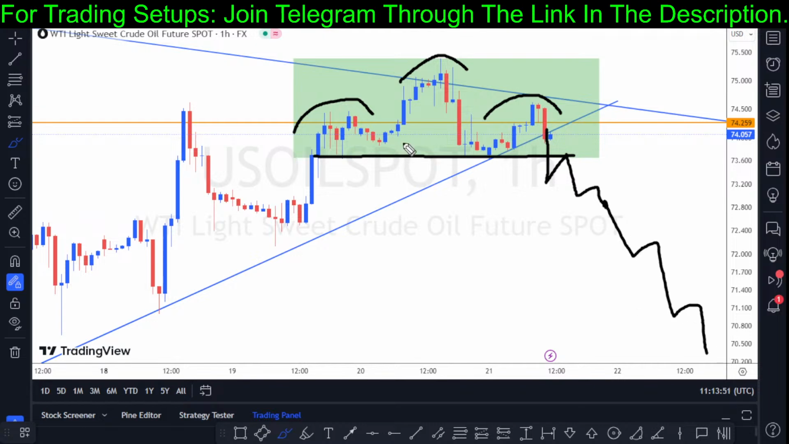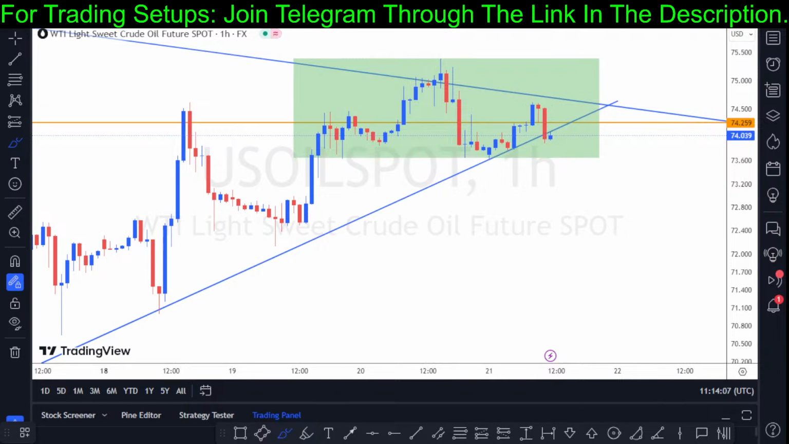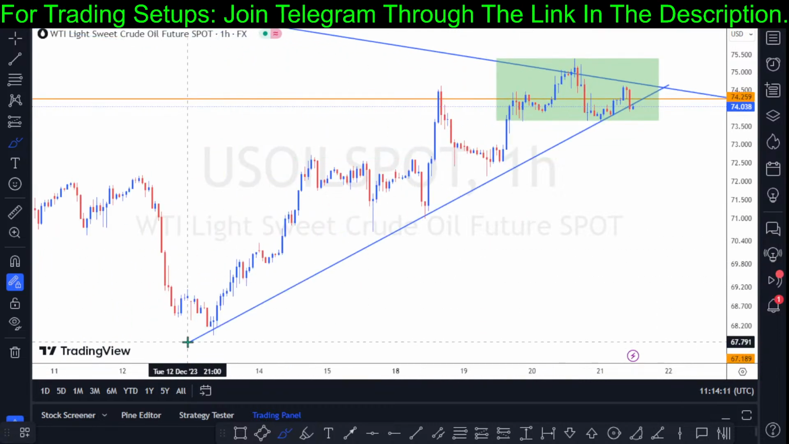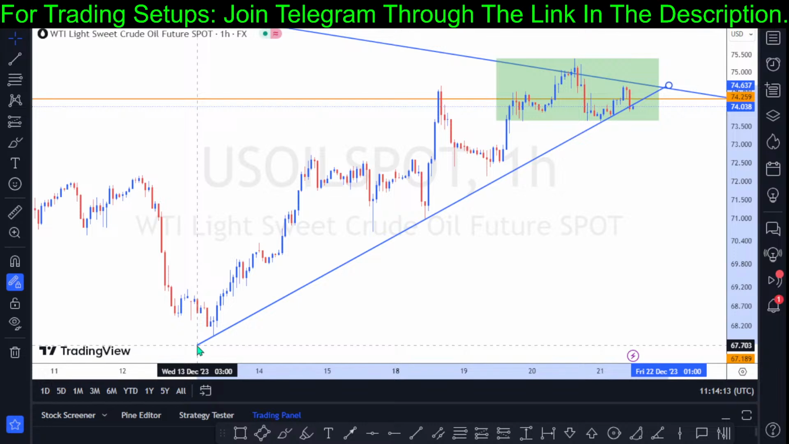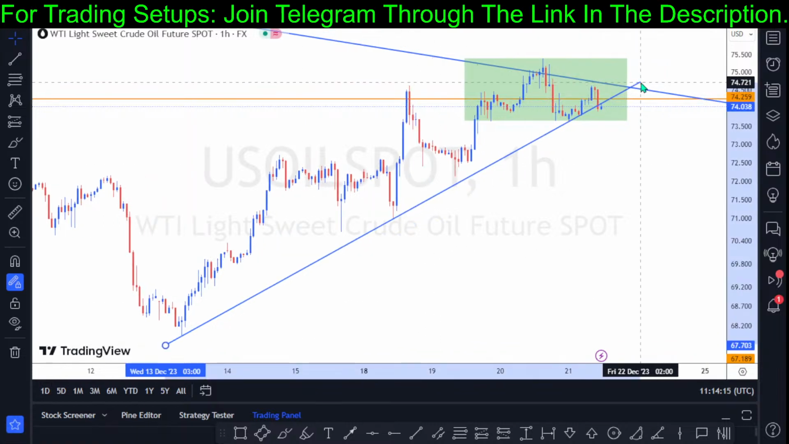So this is what I am currently expecting, and this is how I want to approach this asset, US oil, right? So this is why I think I have to quickly make a live stream analysis on this asset so that you guys can see, if you are a trader in the commodity market. So this is the US oil market. So this could give us a nice short entry, right? So this is what I can see.